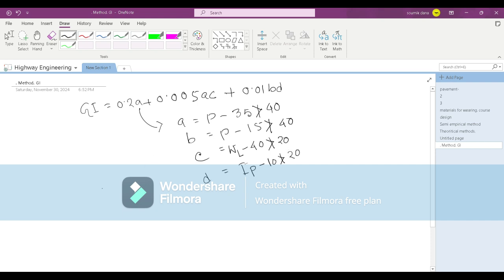So what is P? P is basically percentage passing, and WL is liquid limit, and IP is plasticity index.